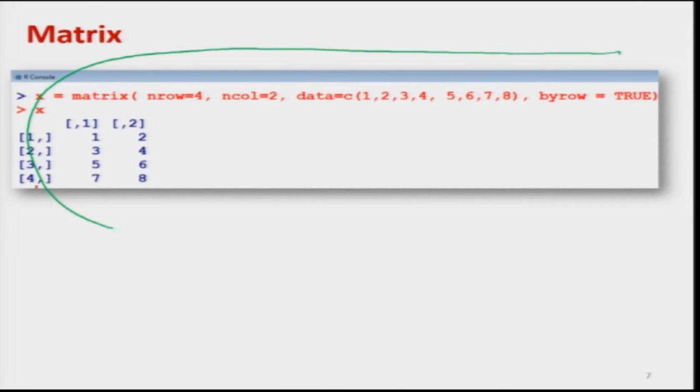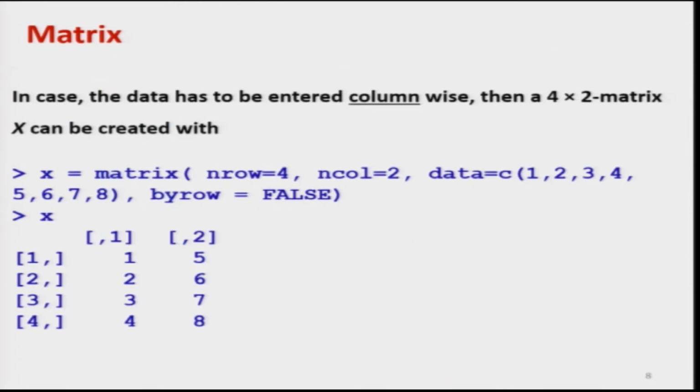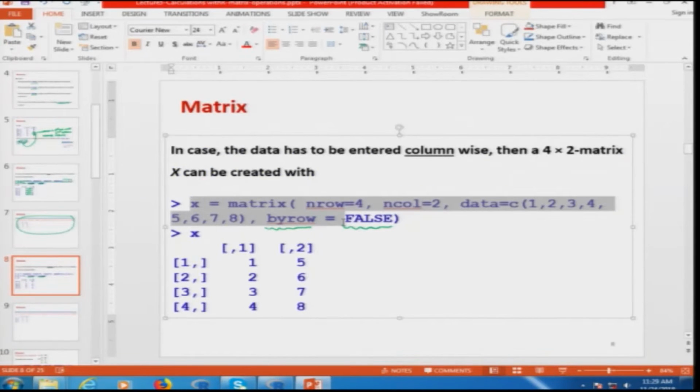I will show you on the R console also. Similarly, in case the data has to be entered column wise, then I simply have to add the parameter byrow, which is now FALSE. That means I don't want the data to be entered in row wise mode. Obviously, once this statement is false, the opposite is true, that the data has to be entered column wise. If I execute these things over the R console, I can show you here.